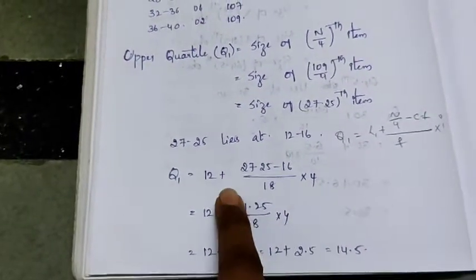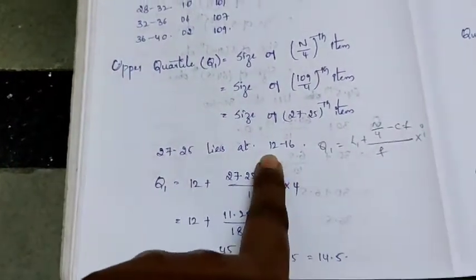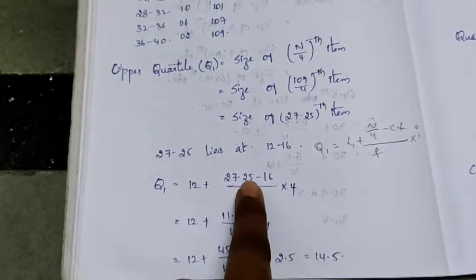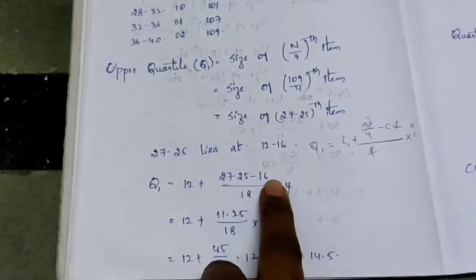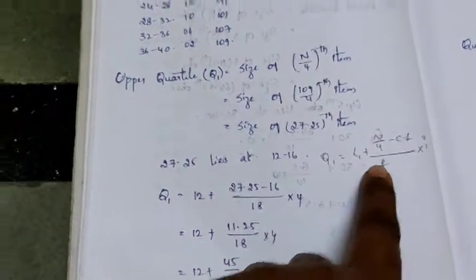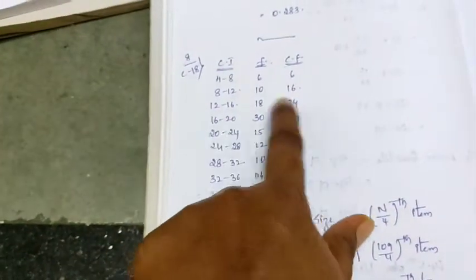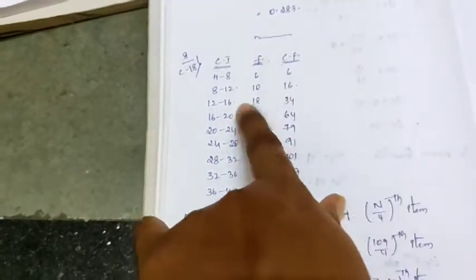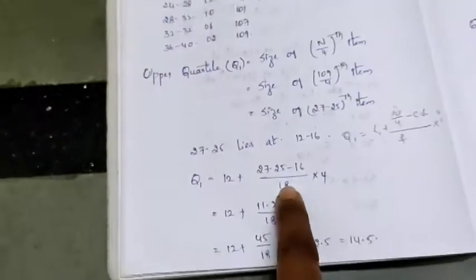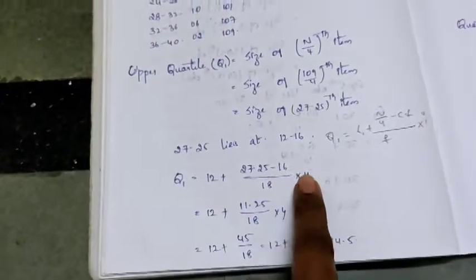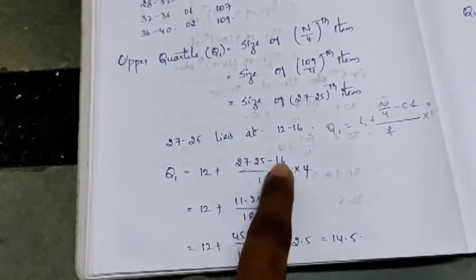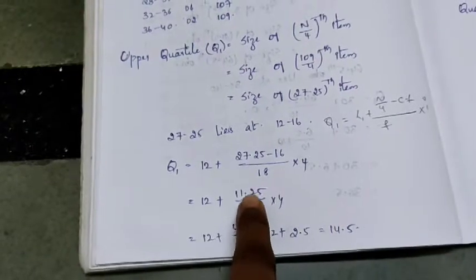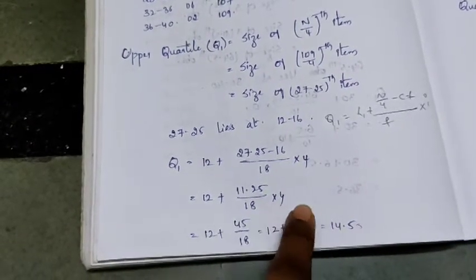Let me say it once again, listen. L1 is nothing but this lower limit, plus n by 4, that is 27.25, minus CF. The value above the selected class is CF, and F is 18. So CF 16 by 18 into 4, where 4 is the class interval difference. So 12 plus 27.25 minus 16 is 11.25 divided by 18 into 4.